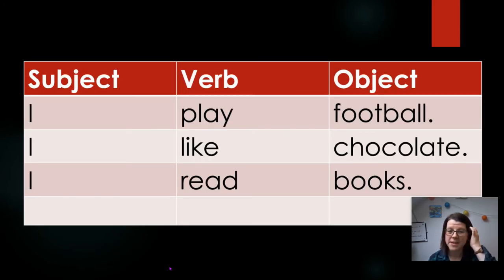So this is what the present simple looks like. I put it here in a verb table. So we have the subject I, the verb play, and the object football. So this is the simple form of the verb. I play football. I like chocolate. I read books. So this suggests that I do these things all of the time, every day, or as part of my routine.